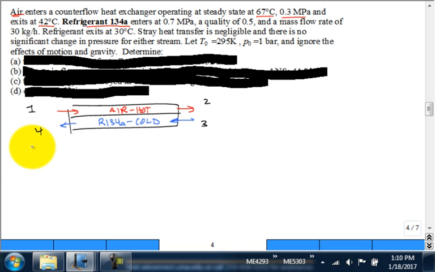Okay. The refrigerant enters at a given pressure, 0.7 megapascal, and a quality of 50%. All right. And it also has a mass flow rate of 30 kilograms per hour. So we know the mass flow rate of the cold, 30 kilograms per hour. We know the pressure, not the temperature coming in. But could you tell me the temperature at state 3? How would you get that temperature? Just look at the problem statement. Was there a way to get the temperature at state 3?